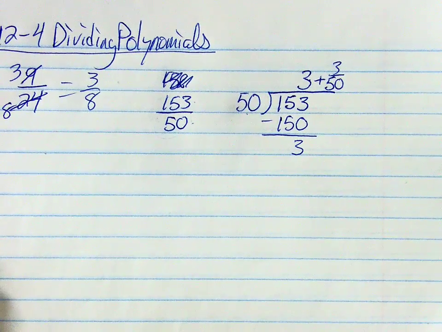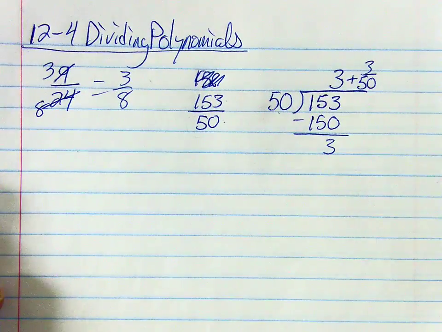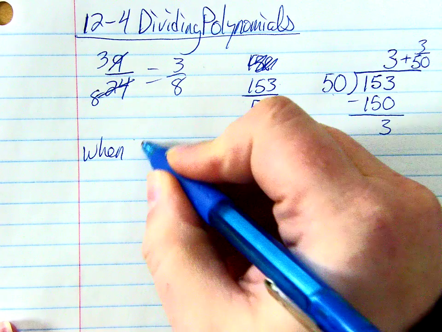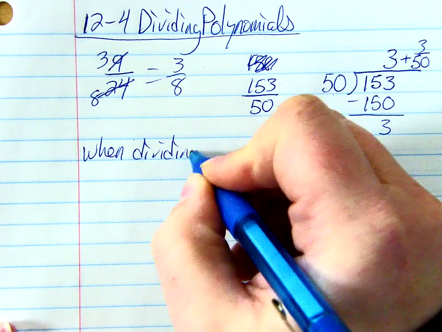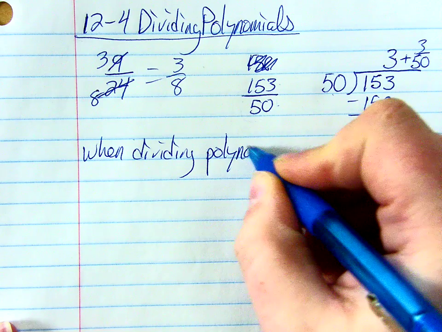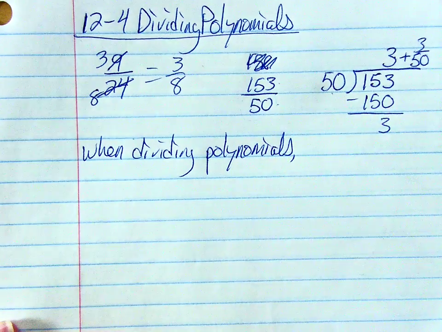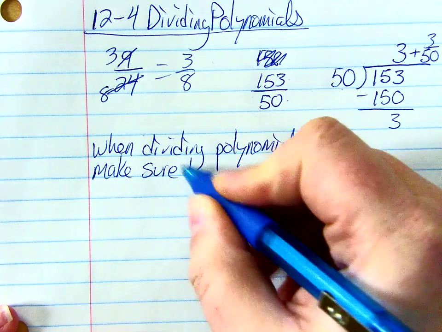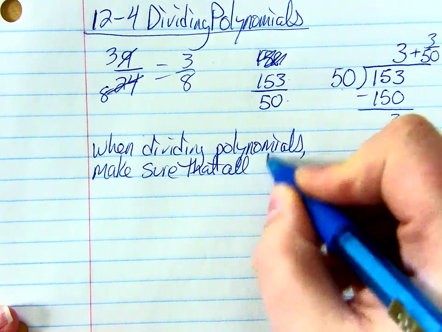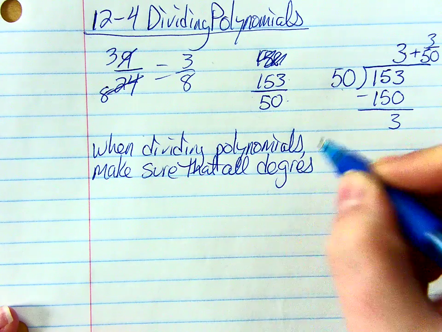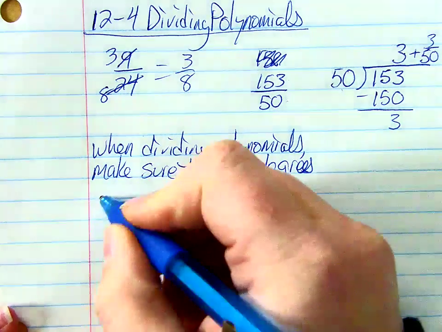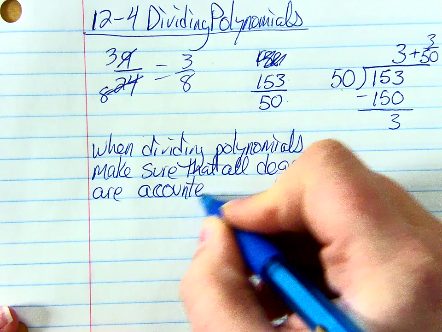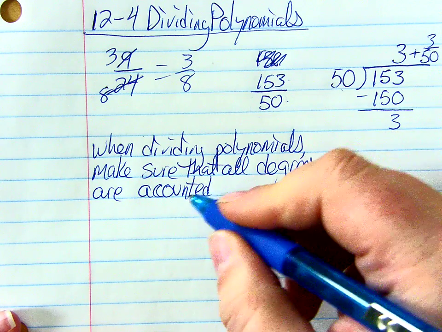All right, so let's try a couple of things that we have to talk about before we jump right into this. So, when dividing polynomials, I want to make sure that all degrees are accounted for. I'll show you what I mean in a second. Oops, let's spell degrees right. Degrees are accounted for. Just remind me what's degrees. That's your exponent for each term.